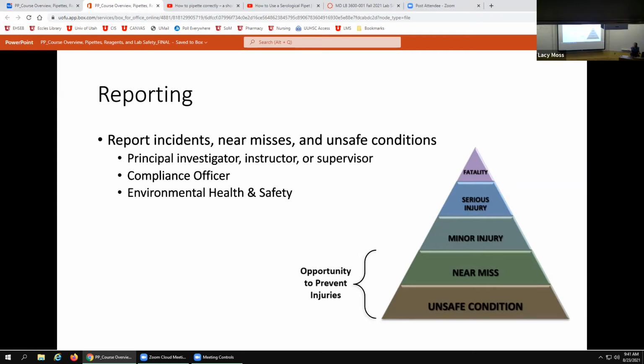We can get a new one. We can take that instrument out of use until we can fix it. So please let us know if anything seems like, I don't know if that seems safe. Please let us know. And then we want to prevent injury.